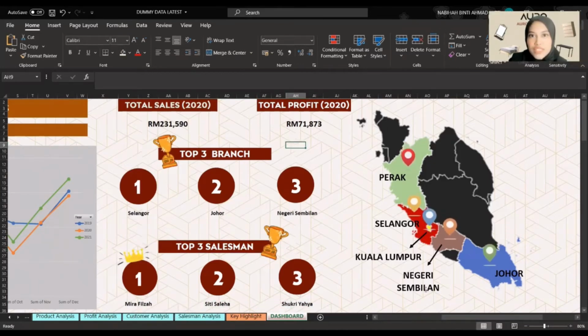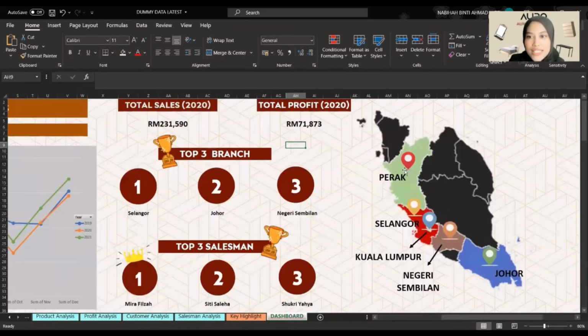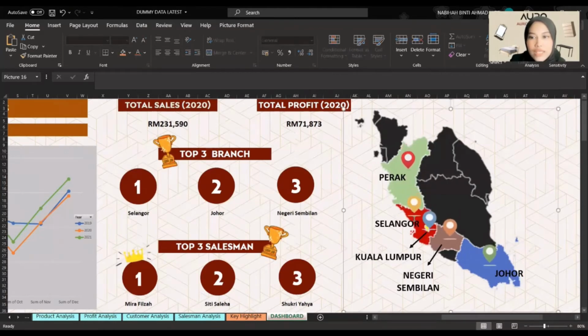We also have generated a map to show the location of our branches on the Malaysian map. We extract the data from this table. So as you can see, the green region is Perak, and Selangor is the red one, the tiny yellow is Kuala Lumpur, the brown is Negeri Sembilan, and the blue one is Johor.